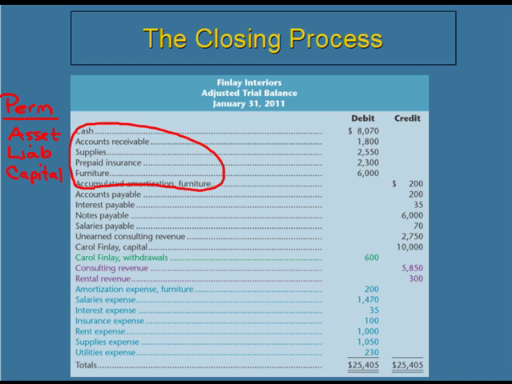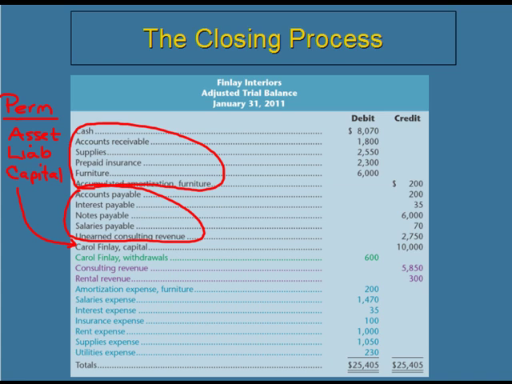The liabilities are debts of the company, and although the company would like to get rid of them for the next fiscal year, they're not allowed. People expect to be paid. And the capital, remember, is the net worth of the company. That's the book value of the company, and that continues on into the future.